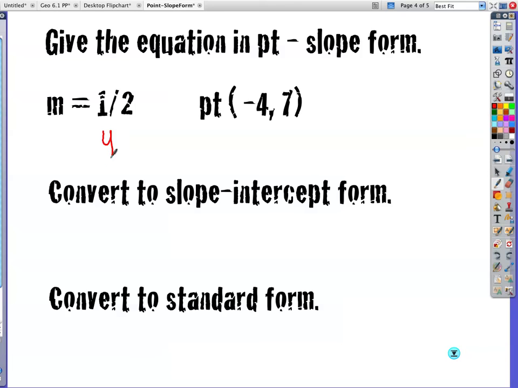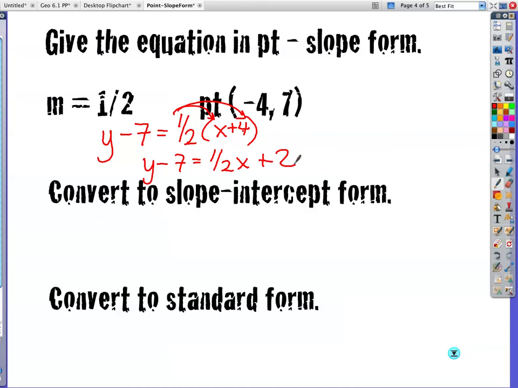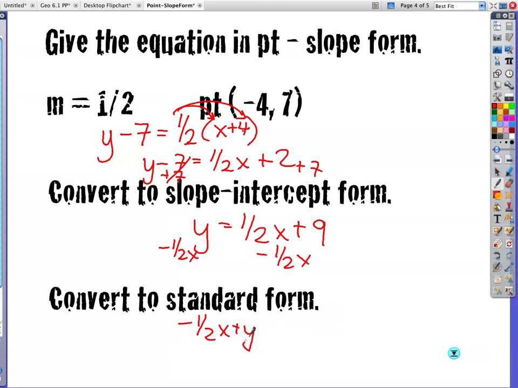All right, y minus 7 equals the slope of 1/2 times x plus 4. Convert to slope-intercept form means you just do the math. Take everything times a half, so y minus 7 equals 1/2 x plus 1/2 times 4, which is 2. It's still not slope-intercept form until I add my 7 to both sides. So I have y equals 1/2 x plus 9. Convert to standard form: move your x's and y's to the same side. So I actually have negative 1/2 x plus y equals 9. However, this does not meet the qualifications for standard form.